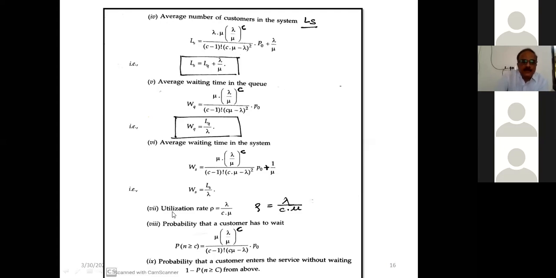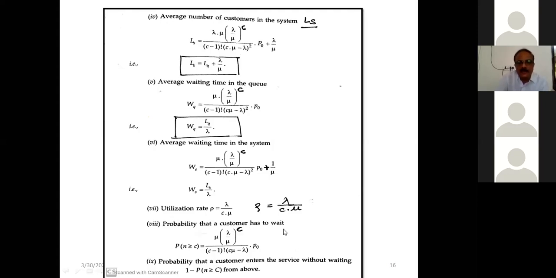The next one is the utilization rate, that is the traffic intensity. For a single server we have seen that the traffic intensity is lambda by mu. Here the servers are C, not 1. That's why there is a change in the value of rho, that is lambda divided by the number of servers multiplied by mu.